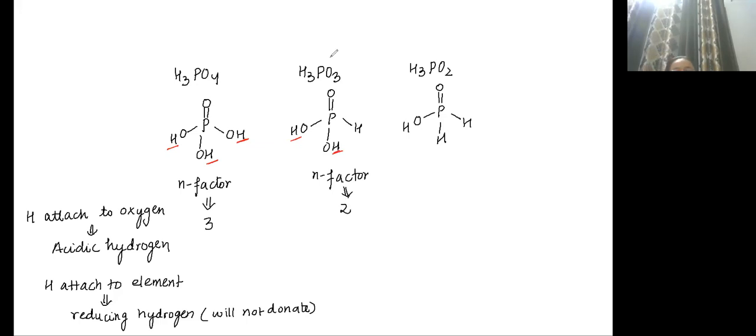In H3PO2, how many hydrogens are connected to oxygen? That is 1. So N factor is equal to 1.